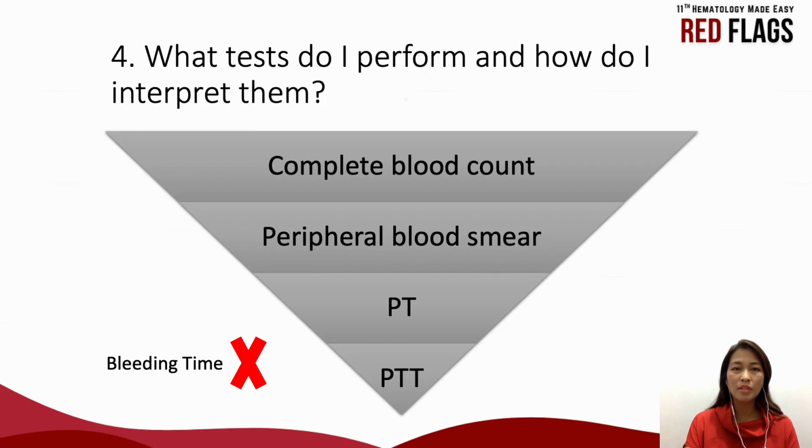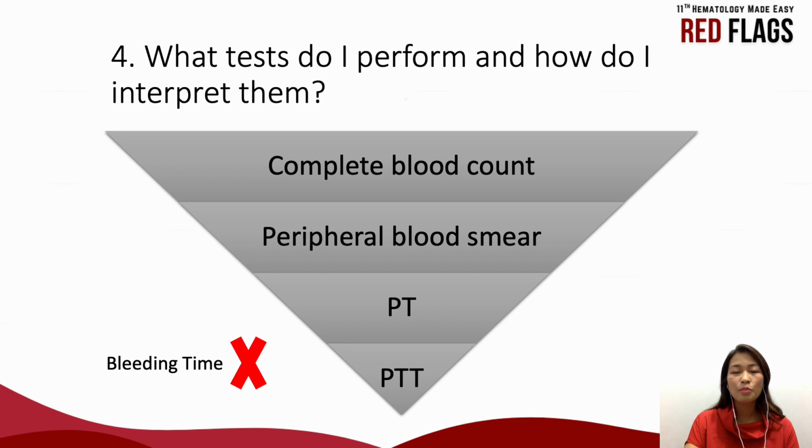Now, if findings from a detailed history and PE raise the suspicion of a hematologic problem, these are the basic screening tests to request for. A complete blood count to evaluate the adequacy of the blood cell lines, especially the platelets, should be done. The peripheral blood smear should also be reviewed to assess the morphology of the platelets, whether there are large or giant forms of platelets or platelet clumping. The peripheral blood smear may also reveal abnormal cells that suggest a hematologic malignancy or a microangiopathy causing thrombocytopenia.